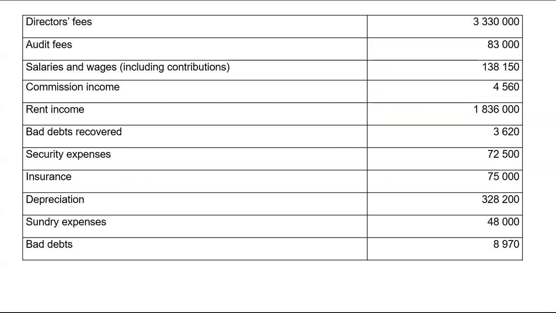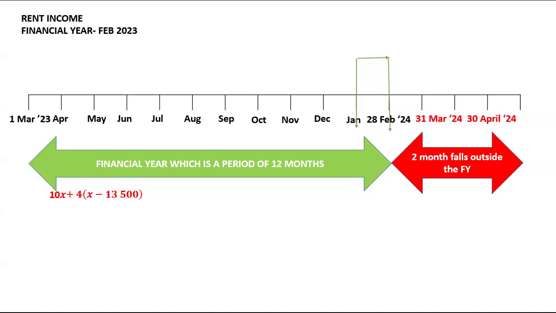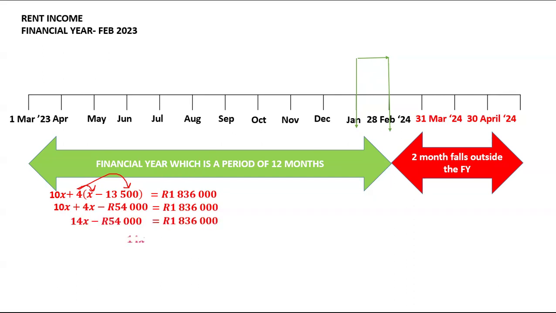What I'm going to do now is go to my workings and equate everything to 1,836,000. By now, if you have watched all the videos that I've done, you will know how to do this. You break the bracket, you multiply 4 with x, multiply 4 with 13,500, and this is what you will get. It will be equal to 1,836,000. Now, 10 plus 4 gives you 14x, and then transpose 54,000, take it to the other side. Let's see how much that will give us.